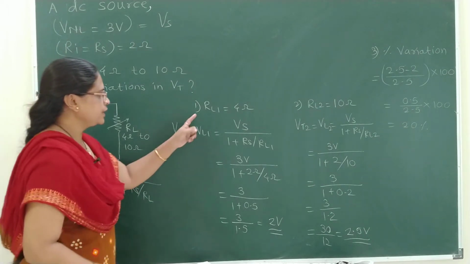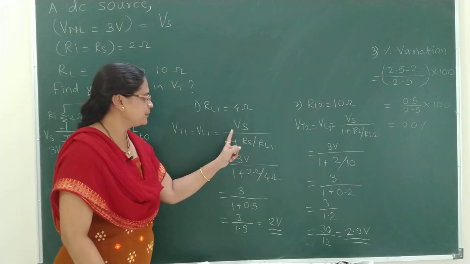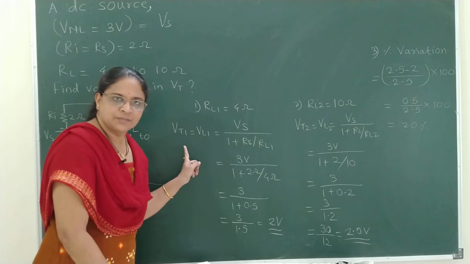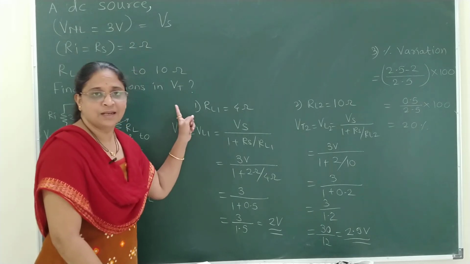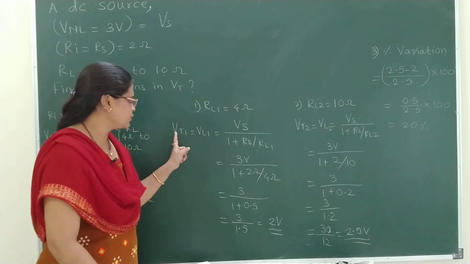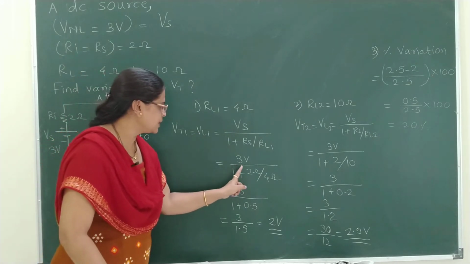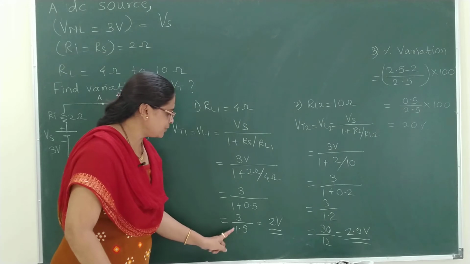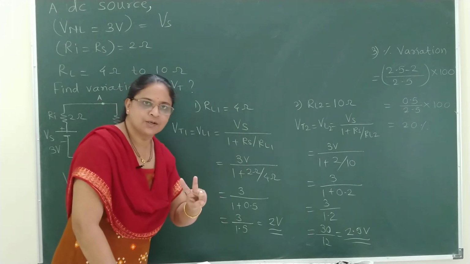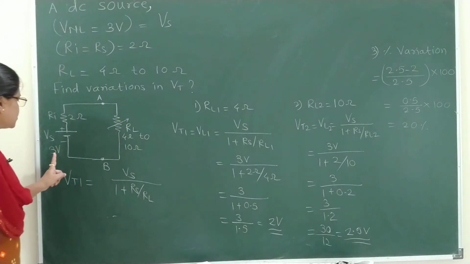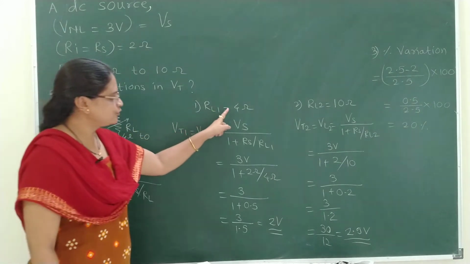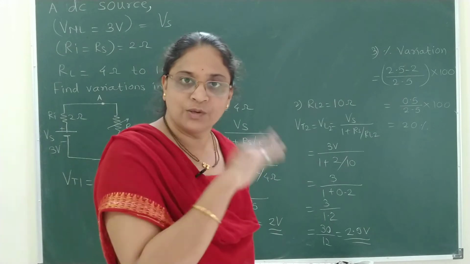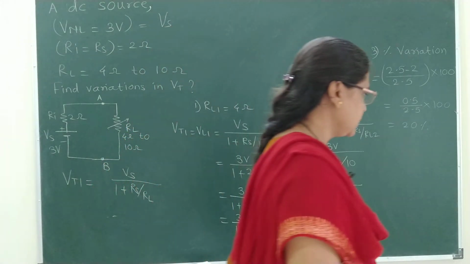So use accordingly. When RL1 is 4 ohm, Vs upon 1 plus Rs upon RL1 will give us terminal voltage number 1 when RL1 is selected. So Vt1 equal to VL1. That becomes 3 volt upon 1 plus 2 ohm upon 4 ohm. So that is 3 upon 1.5, which results to be 2 volt. So whenever the source voltage is 3 volt and RL is 4 ohm, the output voltage will appear as 2 volt, meaning 1 volt will get dropped across the internal resistance.